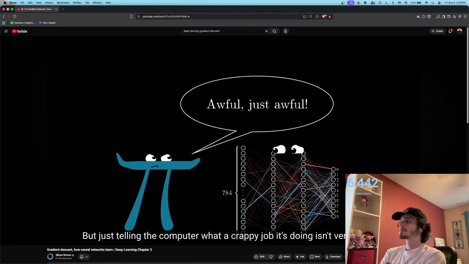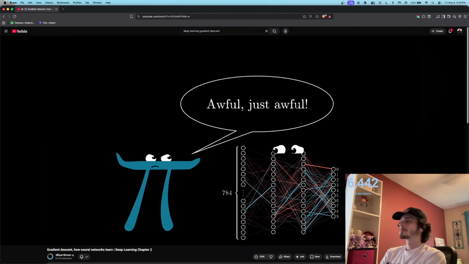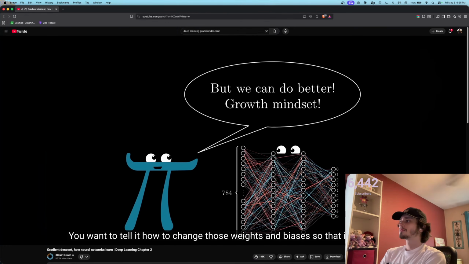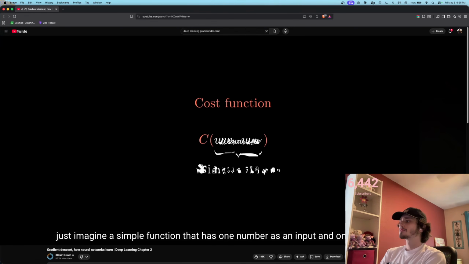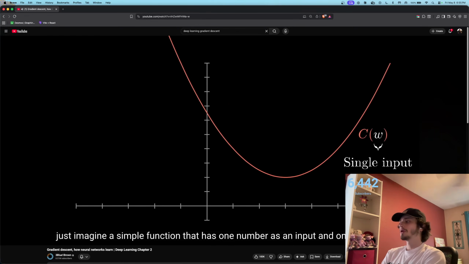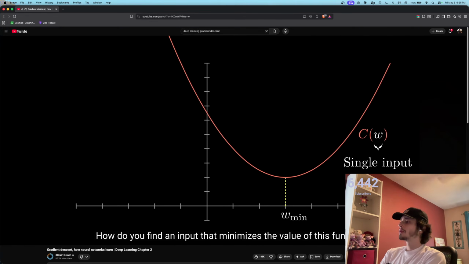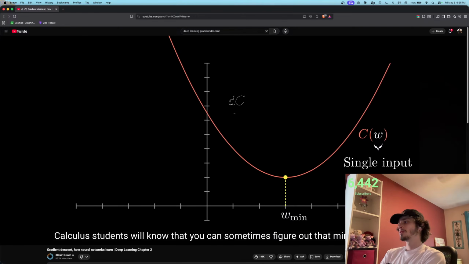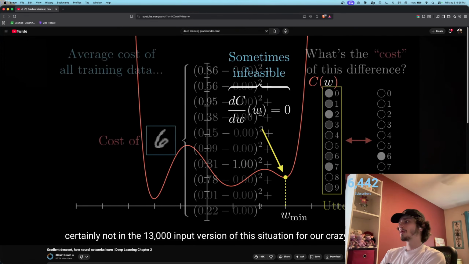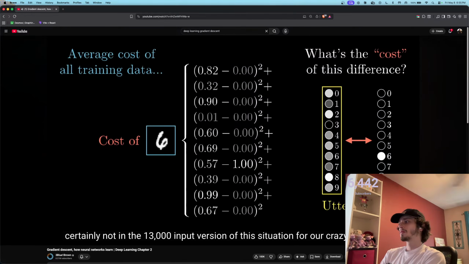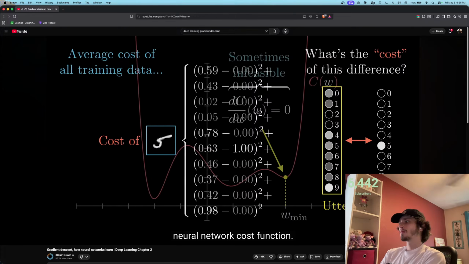But just telling the computer what a crappy job it's doing isn't very helpful. You want to tell it how to change those weights and biases so that it gets better. To make it easier, rather than struggling to imagine a function with 13,000 inputs, just imagine a simple function that has one number as an input and one number as an output. That's easy to do. How do you find an input that minimizes the value of this function? Calculus students will know that you can sometimes figure out that minimum explicitly, but that's not always feasible for really complicated functions. Certainly not in the 13,000 input version of this situation for our crazy complicated neural network cost function.